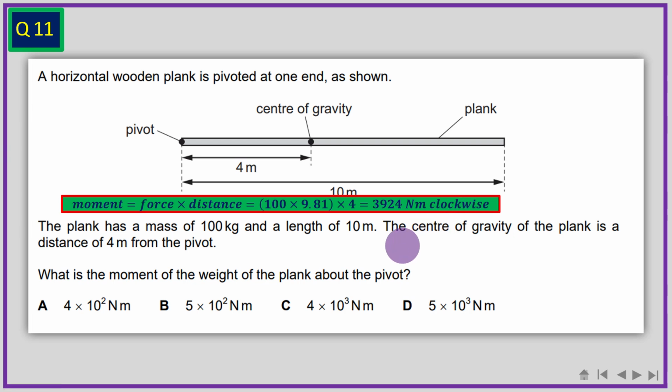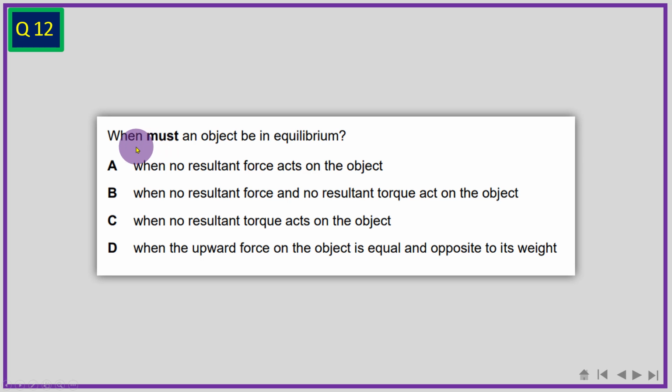Let's go to question 12. In question 12, we are asked, when must an object be in equilibrium? Here we are talking about the conditions for equilibrium. There are two of them. What are they? Resultant moment is 0 and the resultant force is 0. It's just as simple as that. Or you can say the principle of moments is going to apply.